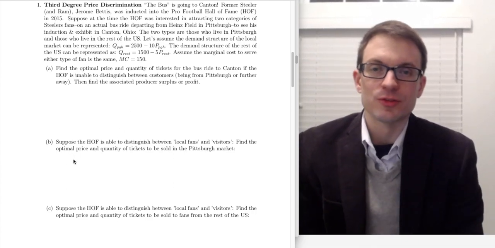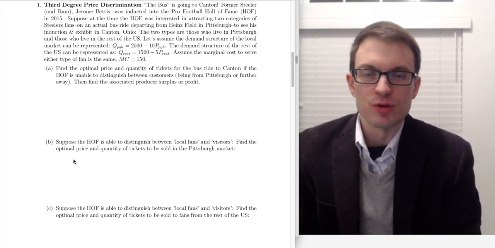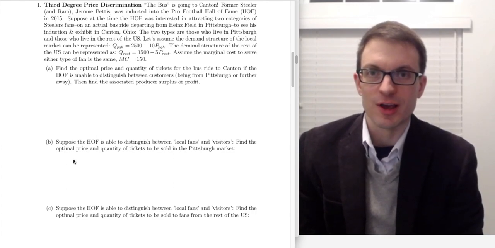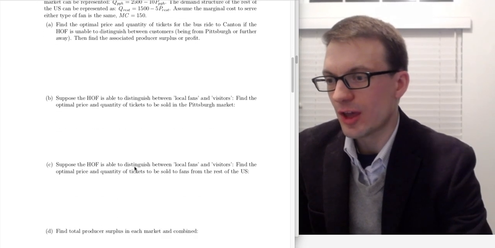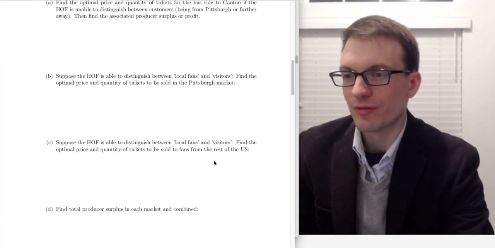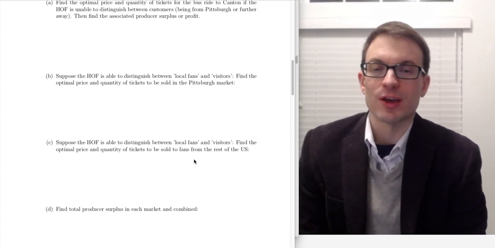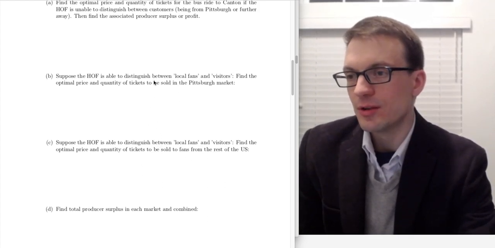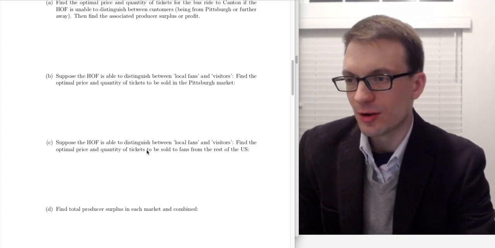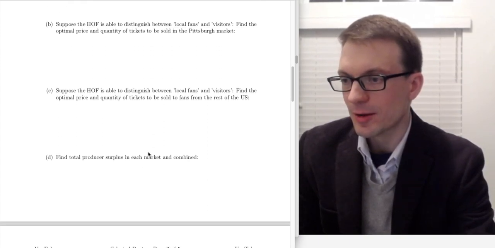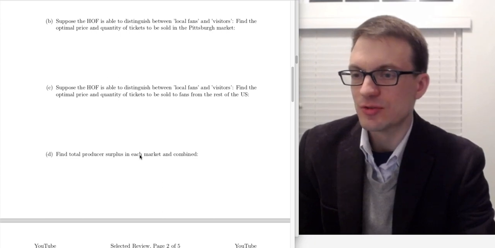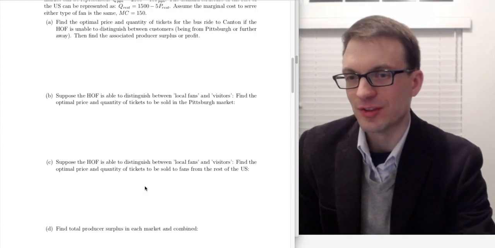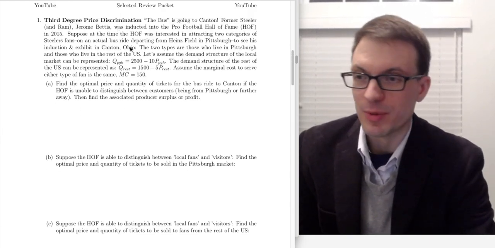So then suppose they are actually able to distinguish between local fans and visitors, and we want to figure out what's going to be the optimal price and quantity they're going to sell in the Pittsburgh market. And then we're going to say, okay, suppose they're able to distinguish between local fans and visitors. What's the optimal price and quantity of tickets to everyone else, to those who are not coming from Pittsburgh, right? Presumably these are going to be different segments of demand. They're going to probably have different price elasticities of demand. Then find the total producer surplus in each market combined. And then what pricing strategy is this an example of? Well, I mean, I said third degree price discrimination, so you probably better pick up on that, right?